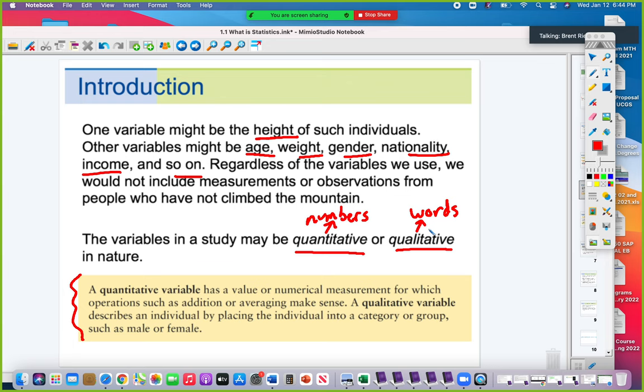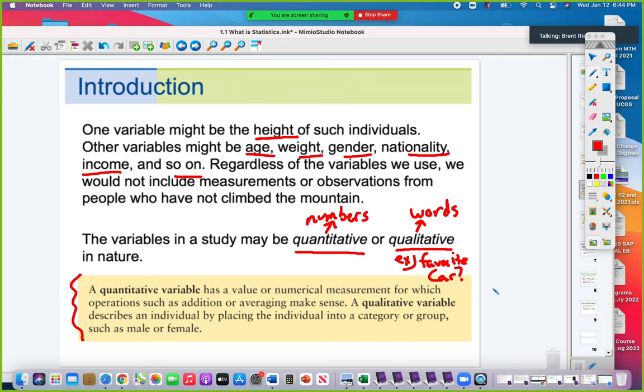An example of qualitative, because you're like, what do you mean? Why would data be words? What if I asked you, what's your favorite car? If I asked you what your favorite car was, you're not going to tell me, oh, it's a 35, or it's 174, or it's a billion. You're not gonna tell me a number. That doesn't make sense. But you would tell me words.